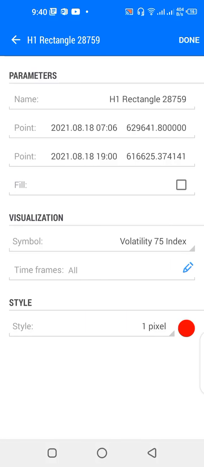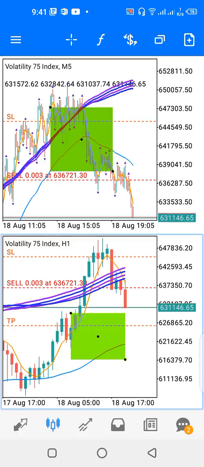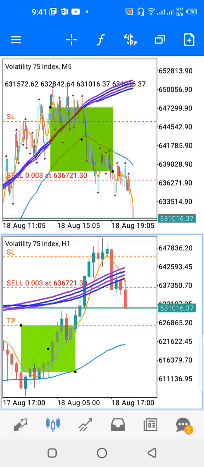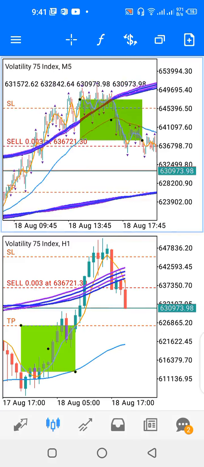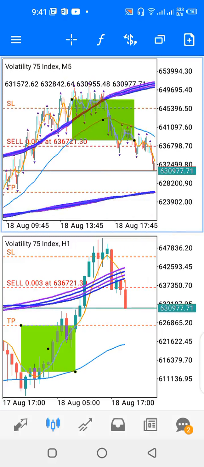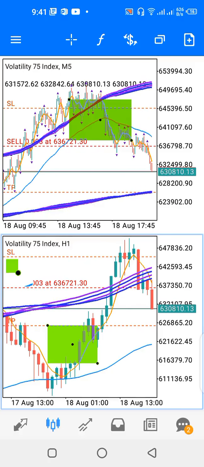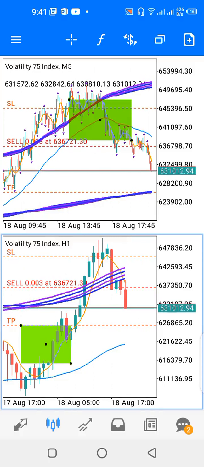Excuse me, I'm just going to put some fill and some color. That should be it. So this is my lower window with the 1 hour time frame, which is the higher time frame. What I do is compare what is happening on the upper window, the 5 minutes time frame, with what's happening on the bigger time frame, the 1 hour time frame.